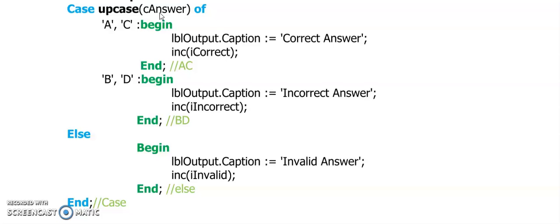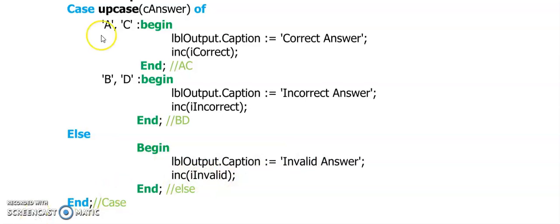So this is an example of where there were 2 correct answers for, let's say, a multiple choice question. And if they selected, or if they entered A or C, then my output would be correct answer, and I'm counting whether they had a correct answer. And B and D is the incorrect answer, and I'm counting my number of incorrect answers. Any other answer besides A to D will go to my else, and I'm displaying invalid answer and also counting them.